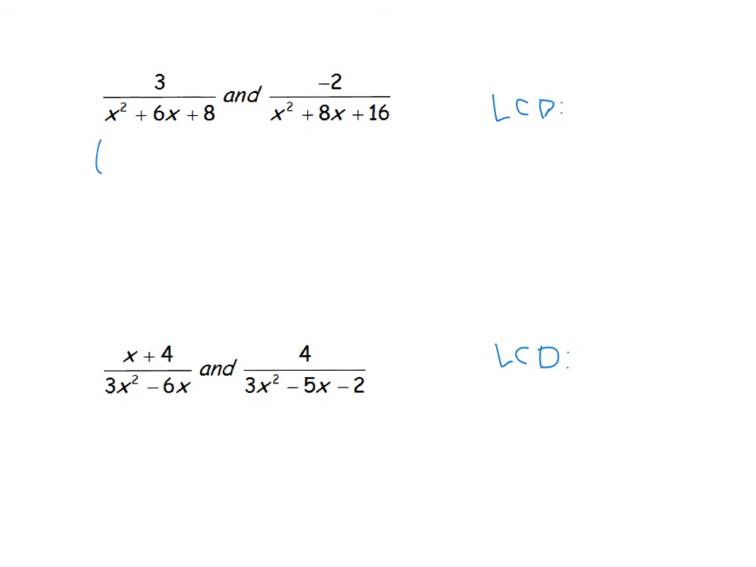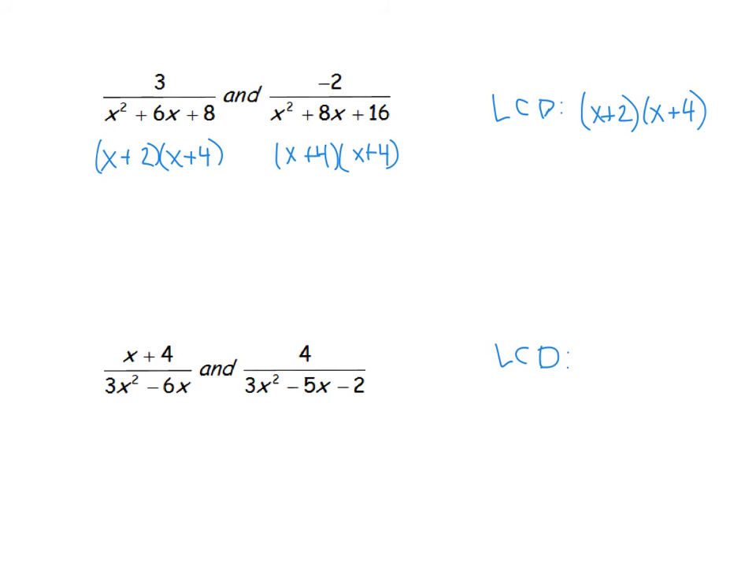Okay, so you should have arrived at, our first step is factoring each denominator. This is going to be x plus 2, x plus 4 for our factors there. And this one will be x plus 4, x plus 4. Hopefully you factored those both correctly. We're going to start by writing all the factors of our first denominator, x plus 2 and x plus 4.